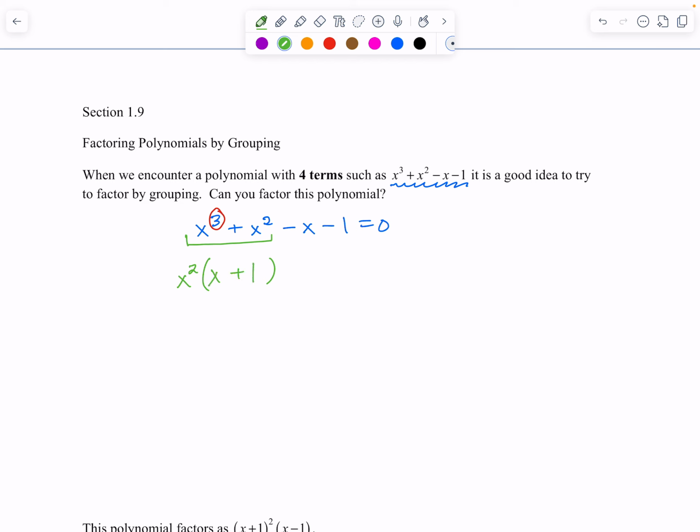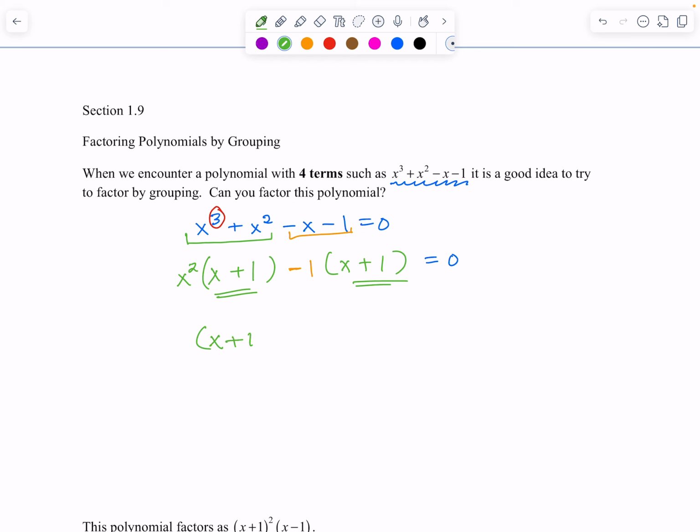Okay. Now, I want to get an x plus 1 in here, right? I want these guys to match. Well, the only way to make those guys match is if I pull out a negative 1, right? Because negative 1 times x gives me negative x. Negative 1 times 1 gives me negative 1. So that would work. Equals 0. And now I have my x plus 1 is what those guys have in common.